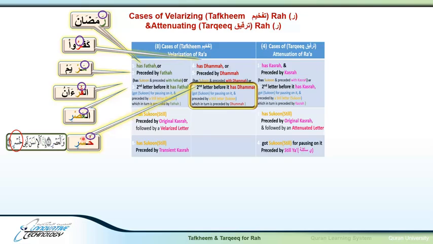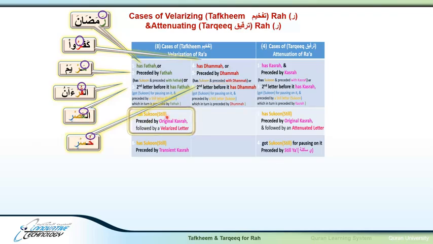So when there is a letter with a dhamma or a fatha before sukoon, it has the dominance. And the rule of that haraka, which is a fatha or a dhamma, applies on what's after it, whether it's one letter after it, as in this case, or two letters after it, as in this case. We'll move now to the tafkheem caused by sukoon.